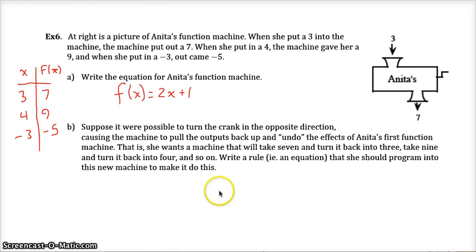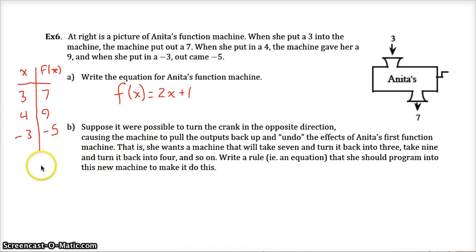But let's write that as f of x. Okay, so that's the equation for her function machine, and you could check that by putting all these numbers in and seeing if that works. And then let's see if it's possible, and this actually looks like a little meat grinder kind of machine, if you could turn that backwards and figure out, if you knew what was coming out here, what came in. Let's see if we can reverse that.